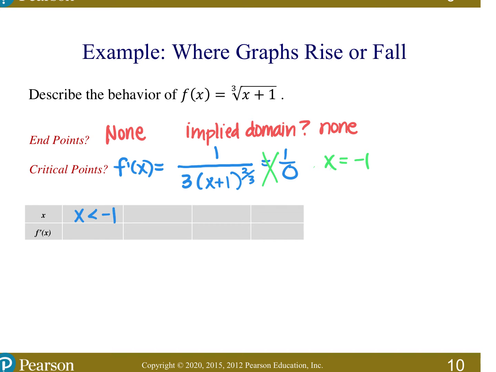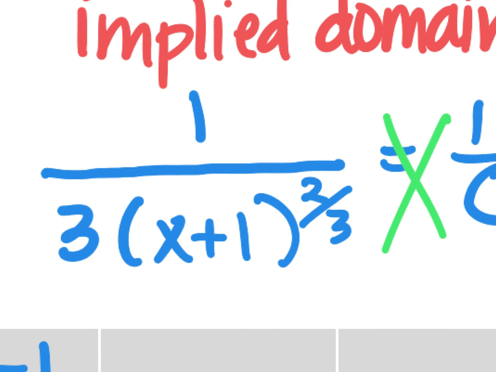So I'll have to split up my interval into x less than -1 and x greater than -1. And I need to figure out what's going on here. All right, Sue, pick me your favorite number less than -1. -2. You guys are always so conservative. -100. Okay, it doesn't matter. It just has to be something less than -1. Okay, when I plug a -2, as Sue said, into this problem, what happens to the parentheses? Are they positive or negative? Okay, and then when I raise it to 2/3, what do I get?